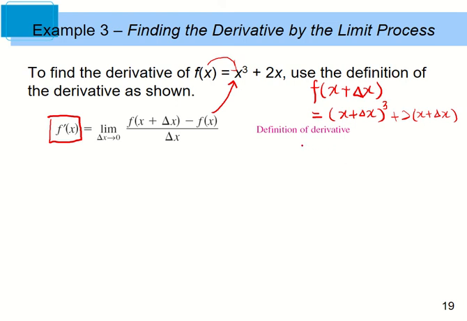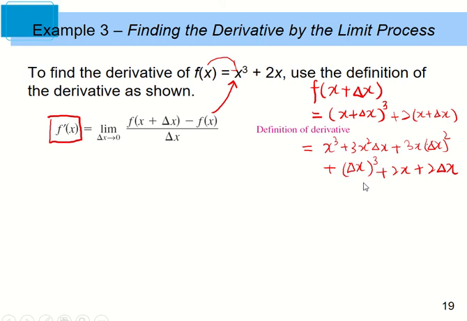Now with this, right, now we can actually expand this one. So when we expand this, we have x to the power of 3 plus 3x squared delta x plus 3x (delta x) squared plus (delta x) to the power of 3 plus 2x plus 2 delta x. Okay, so when we expand this one, we have this one. And when we expand this, we have 2 times x plus 2 times delta x.